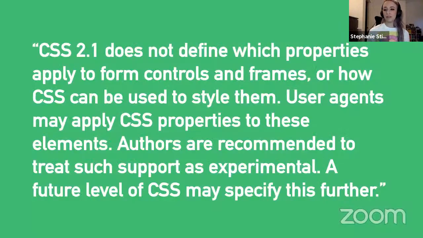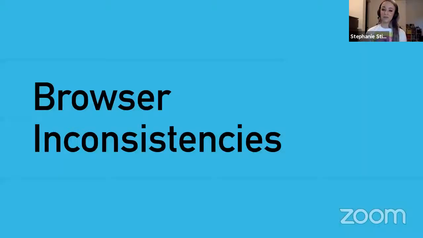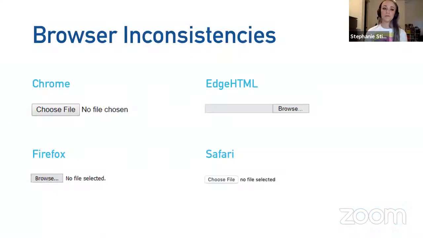And one thing I want to note here is that the CSS specification actually called out that user agents were the ones responsible for styling controls, and that browsers didn't even have to apply CSS to form controls, which then leads us to the next issue we have with them: browser inconsistencies. They don't render the same across different browsers.